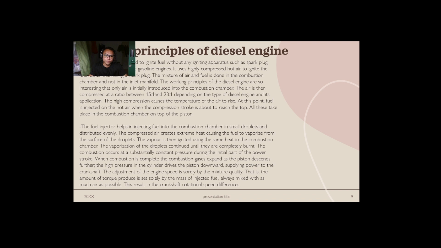The adjustment of the engine's speed is solely by the mixture quality. That is, the amount of torque produced is set solely by the mass of injected fuel. Always mix with as much air as possible. This results in the crankshaft rotational speed differences.